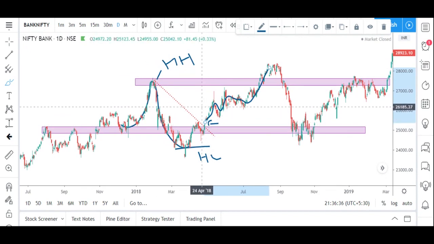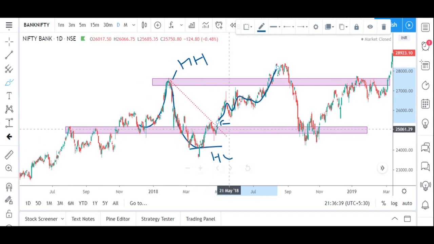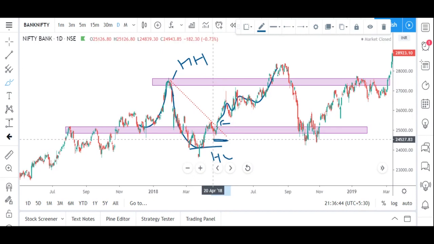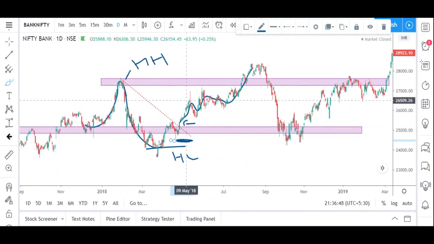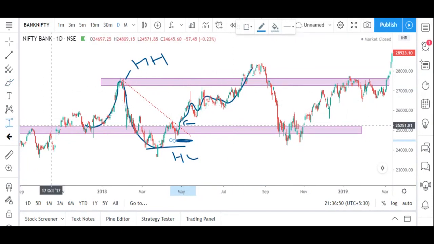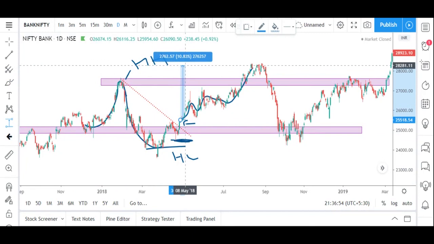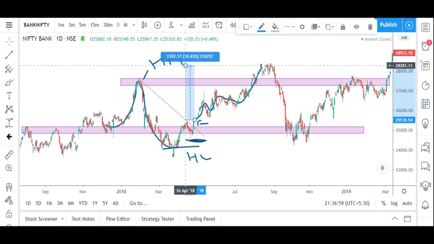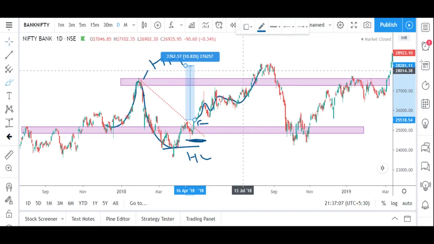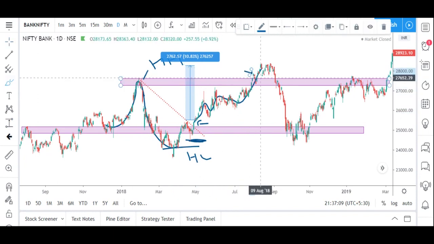We start booking our profit at 8 to 10%, and we place our stop loss in this region, guys. So we can calculate this. If you have taken the trade here, profit is 10%. So you can start booking your profits at 8 to 10%. And once this resistance line is broken, you can book your profit at 8 to 10%.